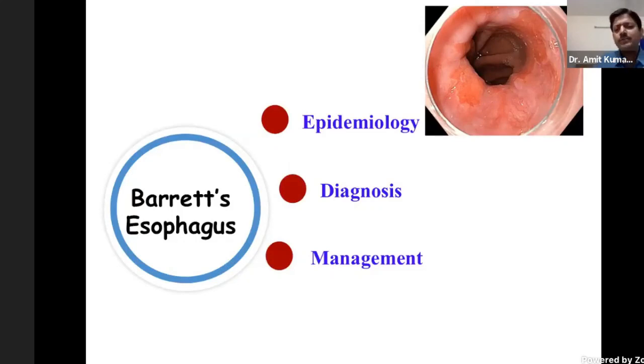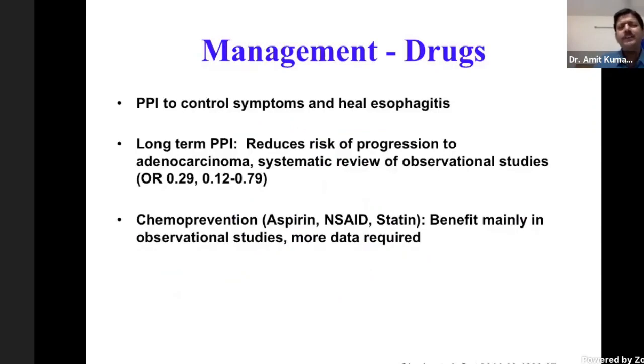So once you have diagnosed Barrett's esophagus, the next step is management of Barrett's esophagus. Now, management in terms of drugs: drugs like PPI, their main role is to control the underlying GERD and to heal esophagitis. For Barrett's per se, the role is still not very clear, although there is data to suggest that if somebody is on long-term PPI, there is a reduced risk of progression to cancer. But these are mainly based on observational studies, and the data is not very strong for a uniform recommendation.